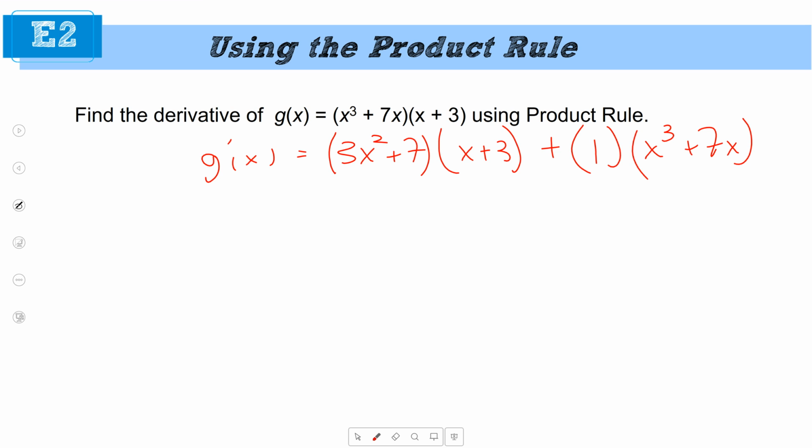Now that may freak some of you out, because if you follow the rules exactly, it would be x cubed plus 7x times x plus 3 plus, what am I doing? I lost track of what I was doing. Sorry, x plus 3 times 3x squared plus 7. Okay, it doesn't matter, that's fine.